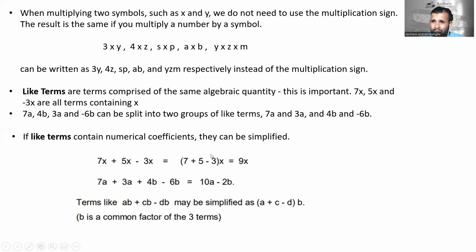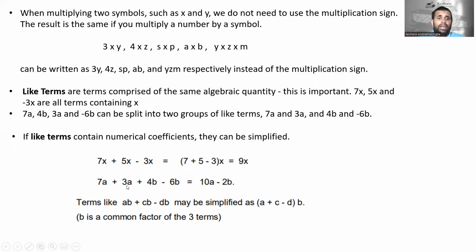So we can simplify it by 7 plus 5 minus 3 under the brackets and x, so equal 9x, right? Why? Because x is the like term for these three expressions, right?